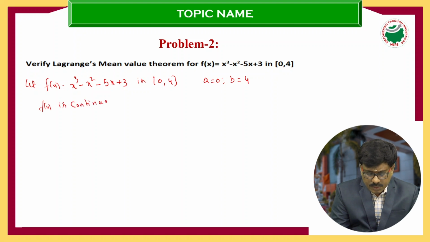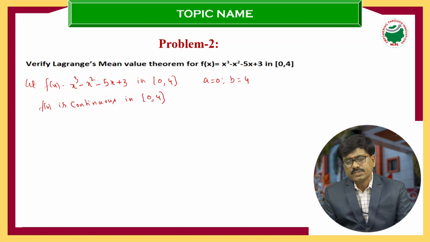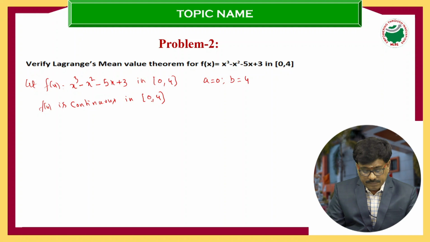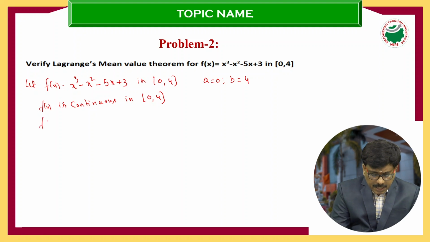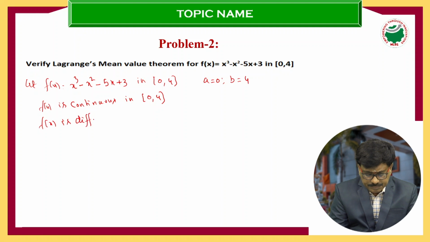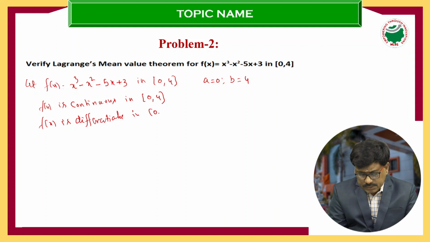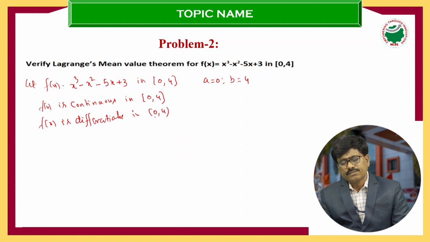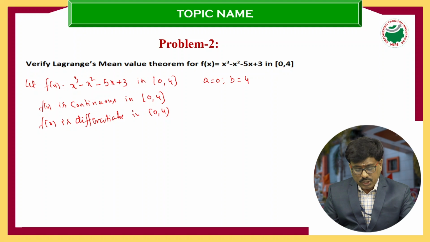f of x is continuous in the closed interval 0 comma 4. f is continuous in the closed interval 0 comma 4. Similarly, f of x is differentiable in the open interval 0 comma 4. f of x is differentiable in the open interval 0 comma 4.